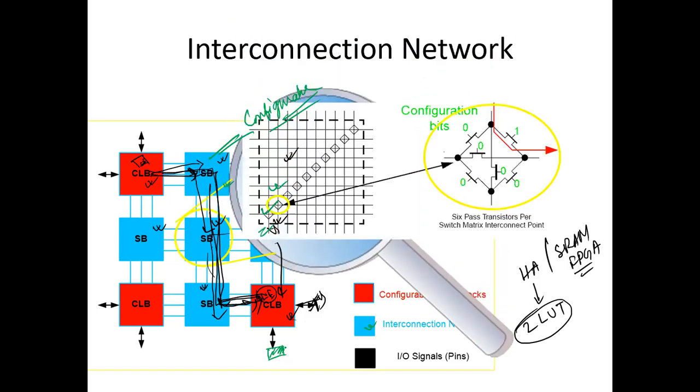If we maximize, if we zoom, what about this switching box? This is nothing but a pass transistor. Do you know, guys, what about the pass transistor?